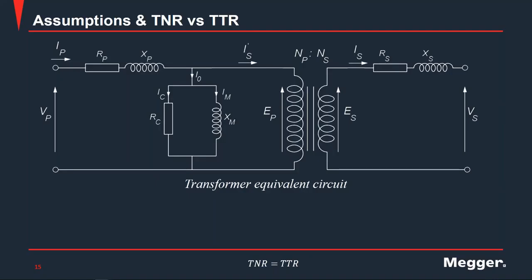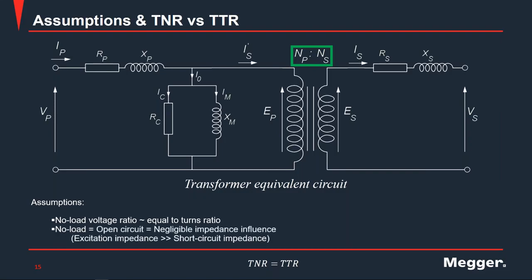There are some assumptions that we make when we talk about the transformer, and what you're looking at on the screen now is the transformer equivalent circuit. And that part highlighted in green is the turns ratio that we are considering. The assumption that we're making is that the no load voltage ratio is equal to the turns ratio. And when we say no load, we mean open circuit or negligible impedance influence. So the excitation impedance is much greater than the short circuit impedance.